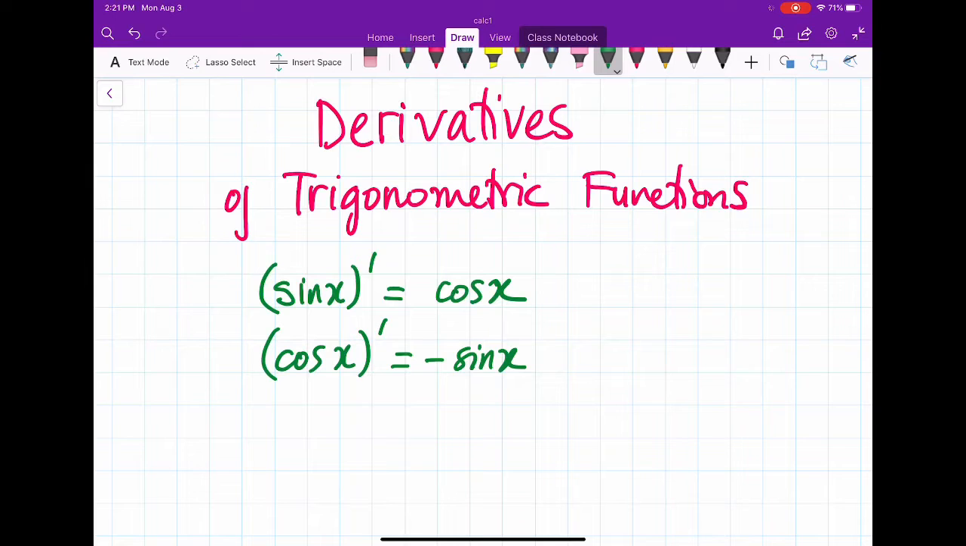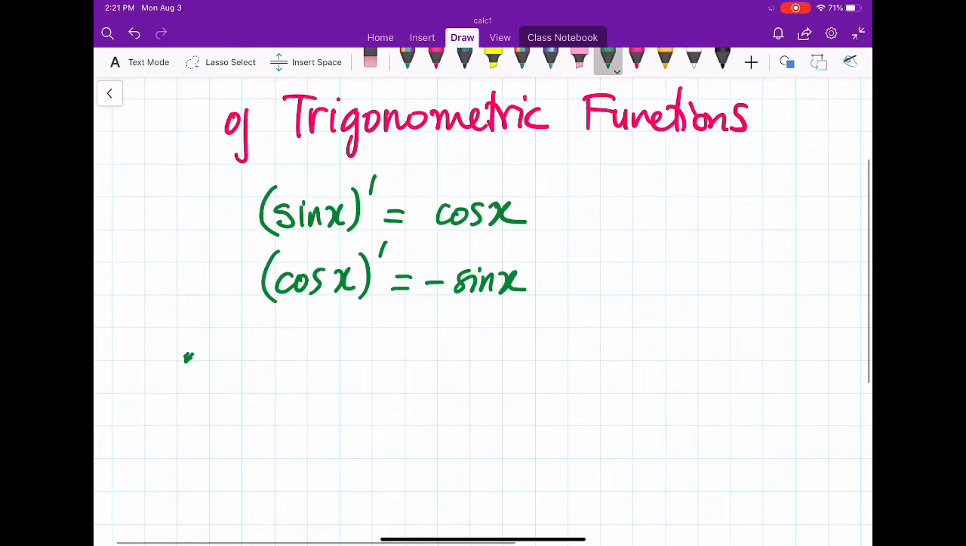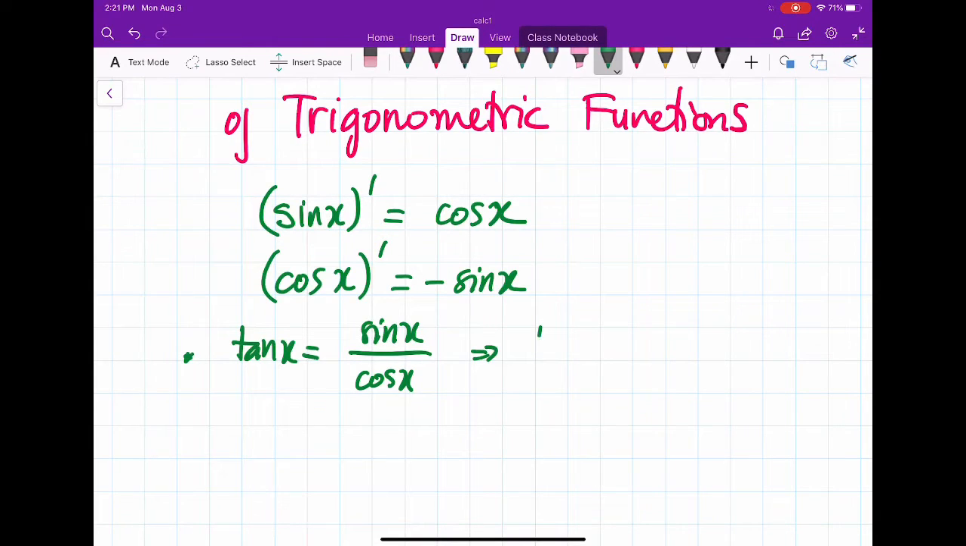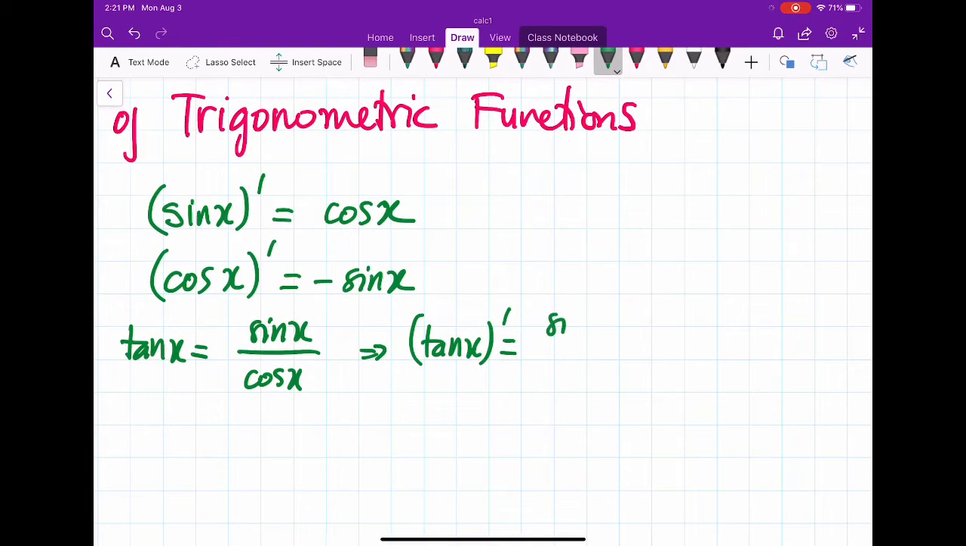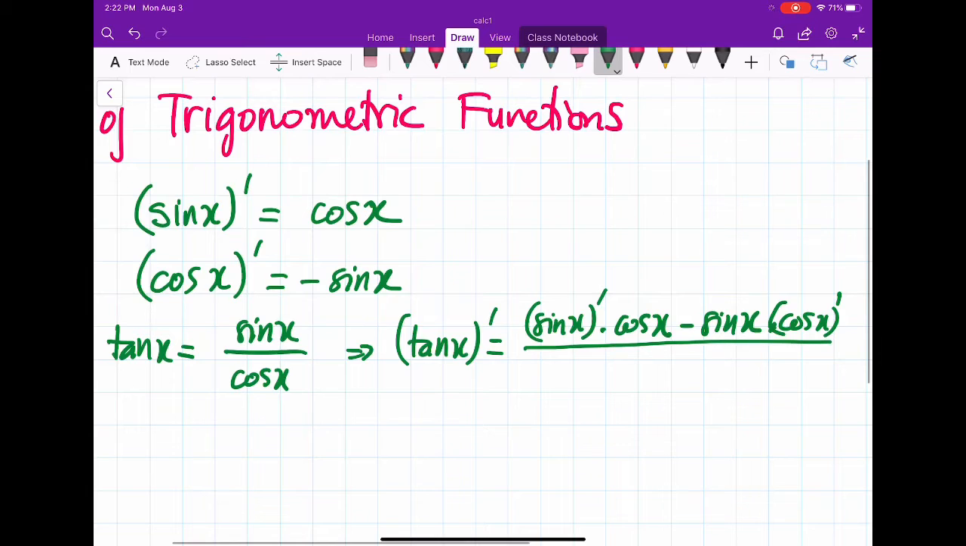Okay, so if you have that, then we can apply the quotient rule to find the derivative of tangent. Let's do that. We write tangent as sine x over cosine x. Okay, then from here, the tangent derivative is equal to, according to the quotient rule, sine derivative times cosine x minus sine x times cosine x derivative, divided by cosine x squared, right?